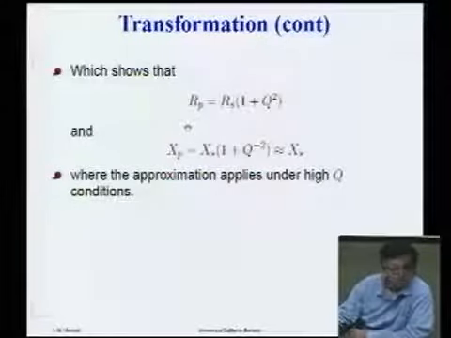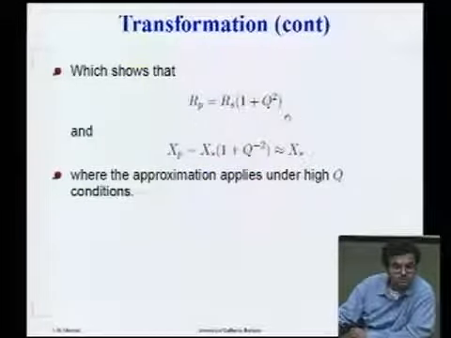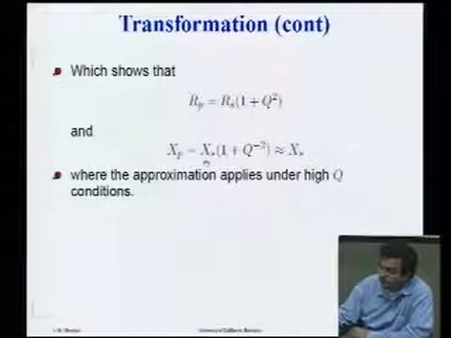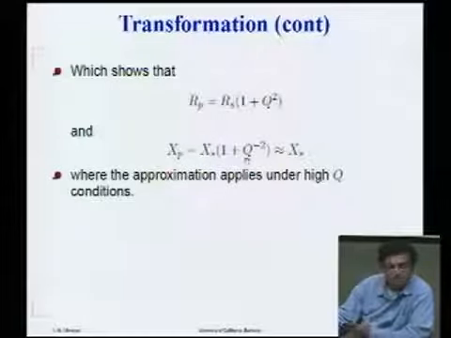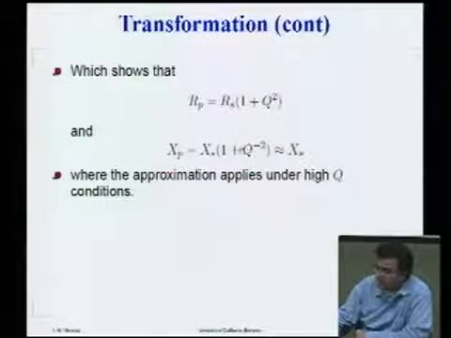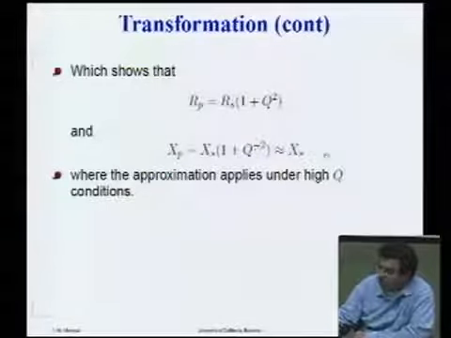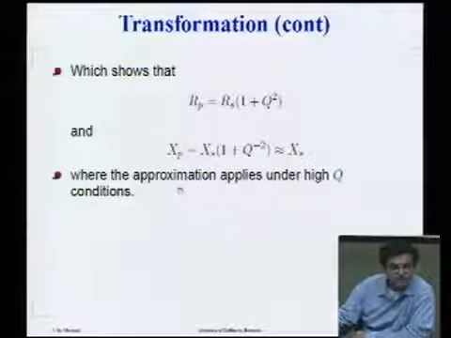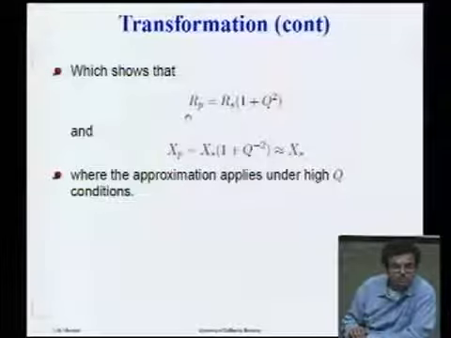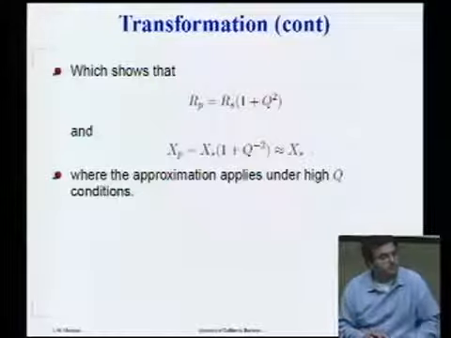You can show that the parallel resistance is equal to the series resistance times 1 plus Q squared. And likewise, you'll find that the parallel reactance is equal to the series reactance times 1 plus Q to the minus 2 power. Okay? And this is also a nice result because usually I have high Q circuits. So for high Q circuits, 1 over Q squared is small, so I can see that the reactance actually doesn't change much. Whereas the resistance, this small series resistance, turns into a large parallel resistance and vice versa. Any questions about this transformation?